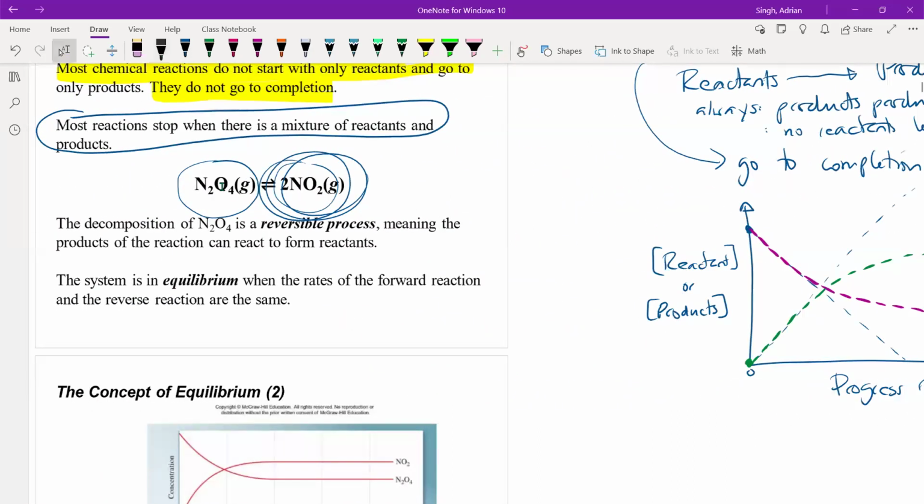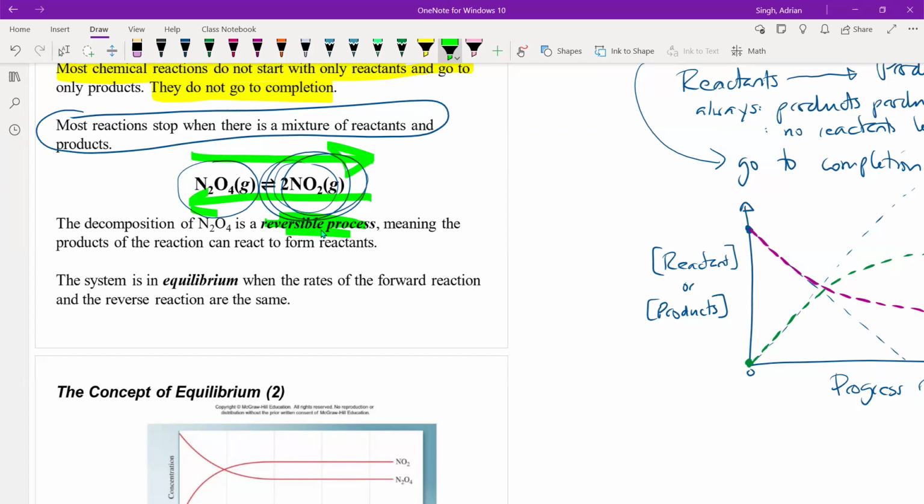So that's a general example. The example up here, the N2O4 breaking down into NO2, is a very similar example. This is a reversible process, and that's the term that we'll use. Not only can we go left to right, reactants producing products, we're also going from right to left, products reacting to form reactants in the first place.